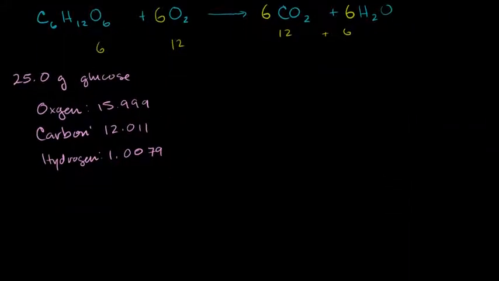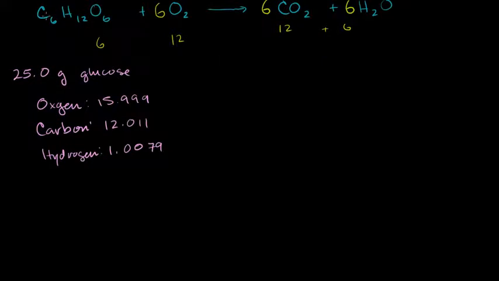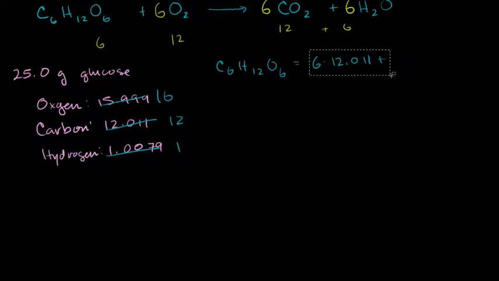Let me scroll down a little bit. So the atomic weight of glucose, C6H12O6, is going to be equal to 12.011 times 6, plus 12 times hydrogen. Just to keep things simple, actually, let me make this into 16, let me make this into 12, and let me make this into 1. That's going to make our math a lot easier. So let me just do it like that.